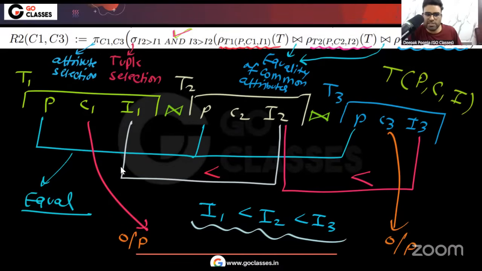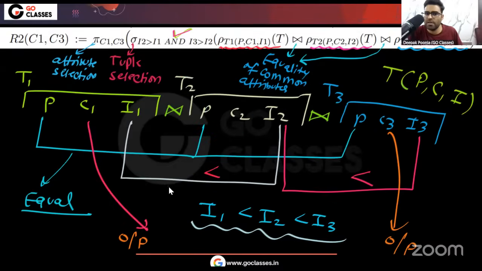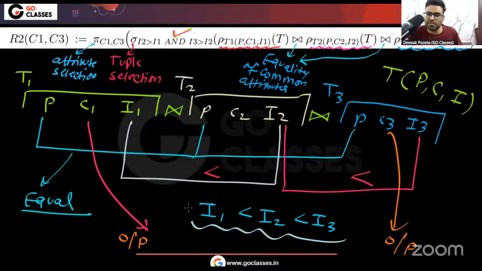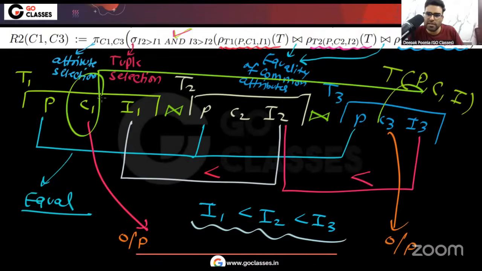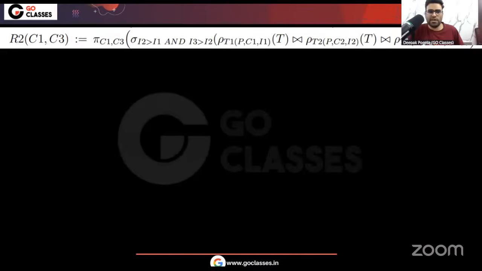This query R2 is basically saying that C1, C2, C3 have the same parent, so they are siblings. But I am saying that I want C1, C3, and between them there is another child. This is interesting. It means C1 is not immediately left to C3. Between C1 and C3 there is at least one child. So they are not immediate siblings.